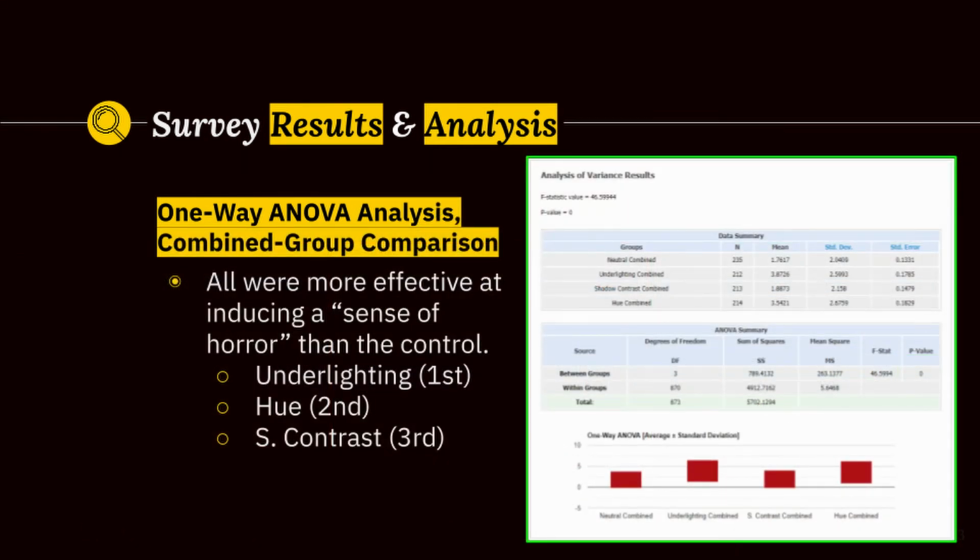The final ANOVA test proved that the data from the 3 lighting techniques showed statistically significant difference versus the neutral lighting, meaning all 3 of them were more effective in the horror response they provided than the control neutral lighting.